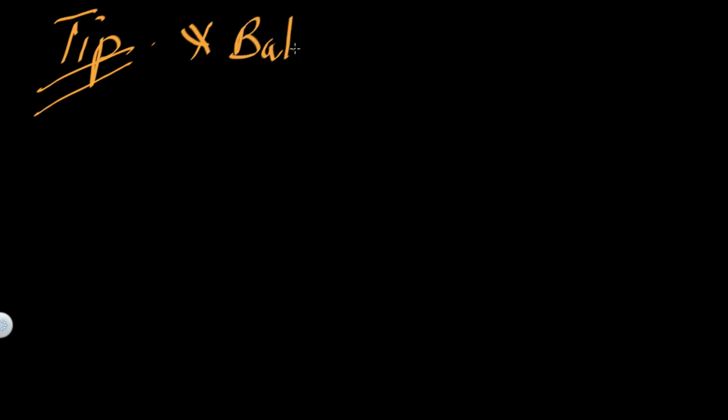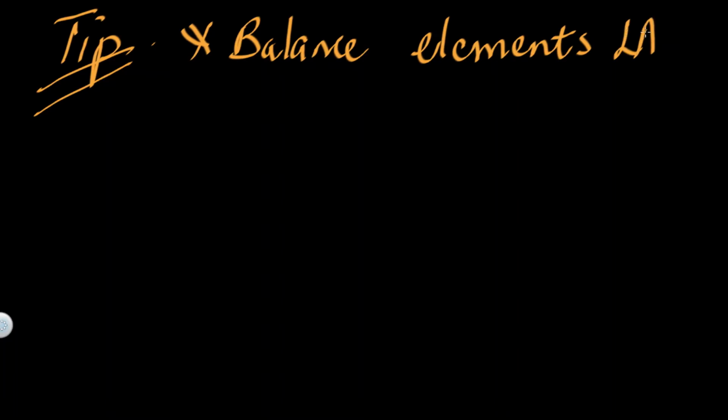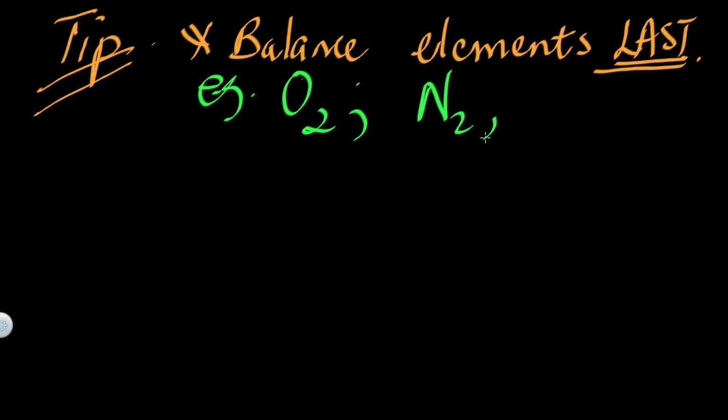Balance the element last. For example, what we call an element is simply a substance that has the same type of atom. E.g., here, if we have something like O2, or we have N2, H2, etc. These are elements, and when we balance our chemical equations, we balance them last. If we do that, you're going to see that balancing the chemical equation becomes very easy. That is, if you have an element as part of the chemical equation, you balance it at the end.